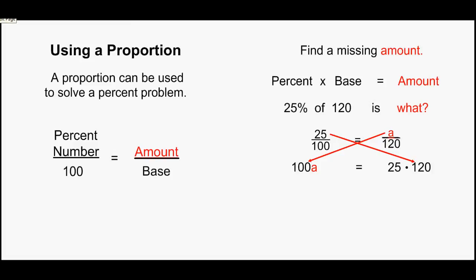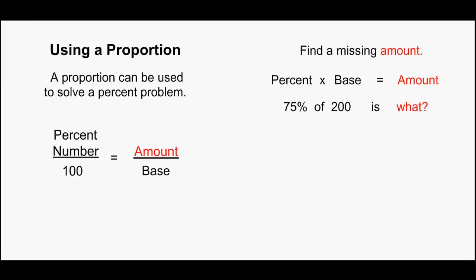Once we have our equation, we will solve. 100A equals 3,000. Divide both sides by 100. A equals 30. 25% of 120 is 30.